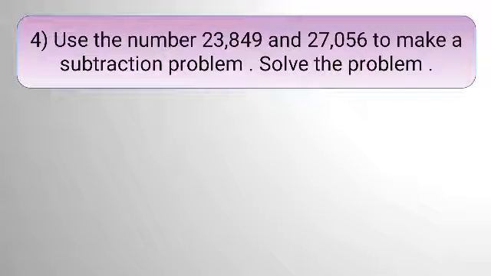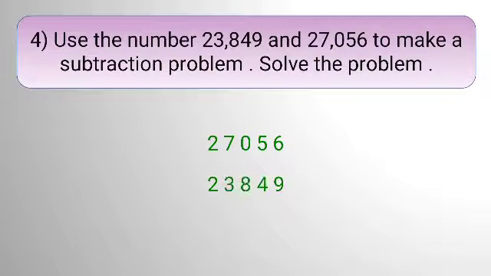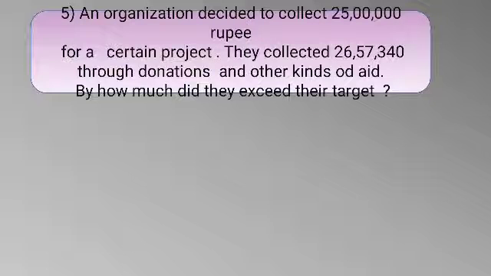Question number 4. Use the numbers 23,849 and 27,056 to make a subtraction problem. Solve the problem. Here as you can see, no data is given, just 2 numbers are given and you have to subtract directly. So here first number and you have to subtract with this, with minus sign and underline. This question number 5, you have to solve on your own.